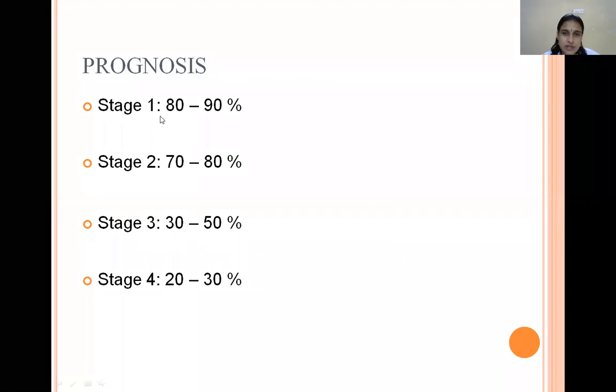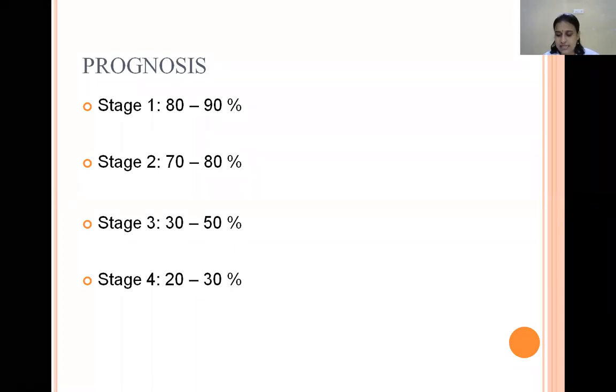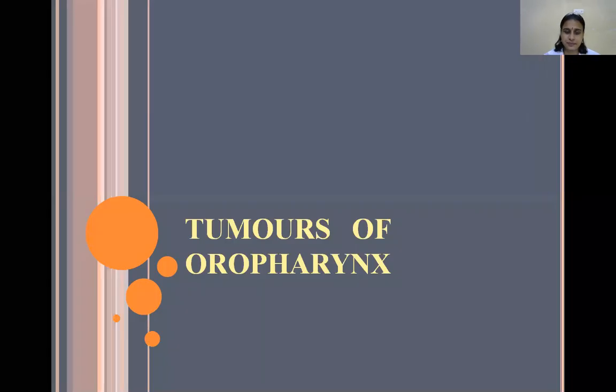Depending upon the staging of the disease, stage 1 has a comparatively better prognosis, with a 5-year survival rate up to 90%. But stage 4 has a poor prognosis, as low as less than 20%.